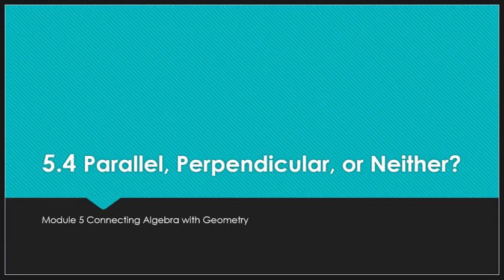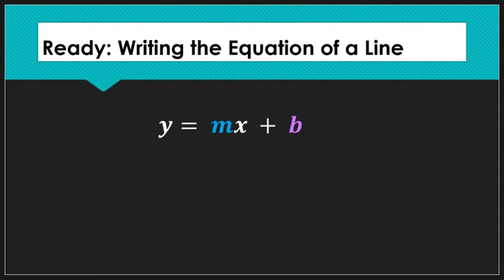In this video, we're going to go over some problems that are like the ones you'll find in the Ready, Set, Go sections that follow task 5.4. So in the Ready, you'll be writing an equation of the line.